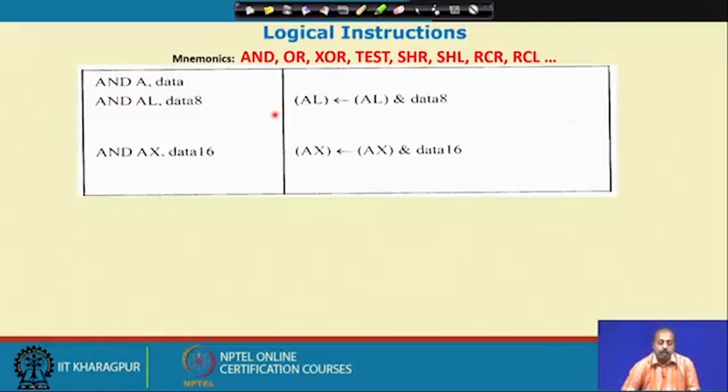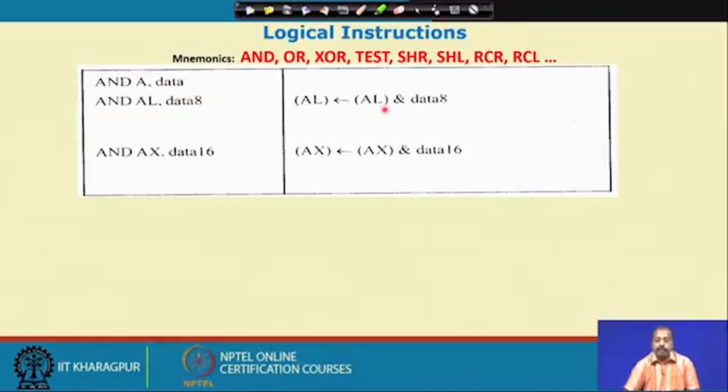Next, we look into the logical instructions, where we are doing logical operations like AND, OR, XOR, testing, shifting and all that. So, the first one, the AND operation. AND A comma data. This will do ANDing of A, the AL register, with some 8 bit data.